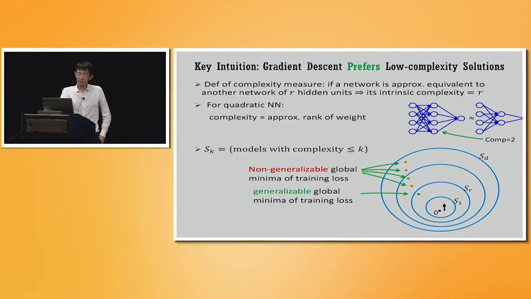And what happens is that you initialize very close to zero, and you run gradient descent, and somehow gradient descent prefers to stay as close to zero as possible, and gradually searches through S1 and S2 until S_R, and in the set S_R, it finds this generalizable global minimum, and then it stops there, and it never leaves that local minimum. So it never touches those non-generalizable global minima of the training loss.